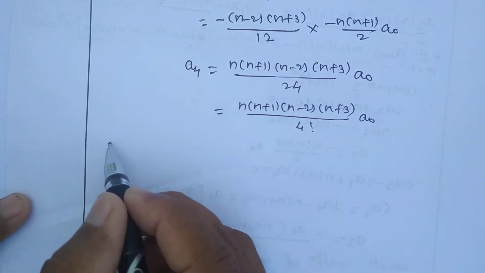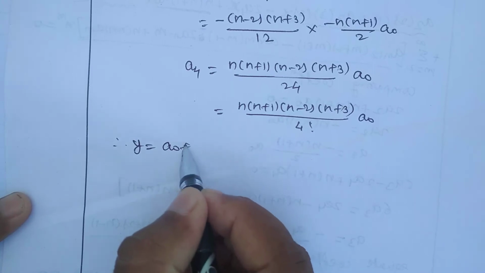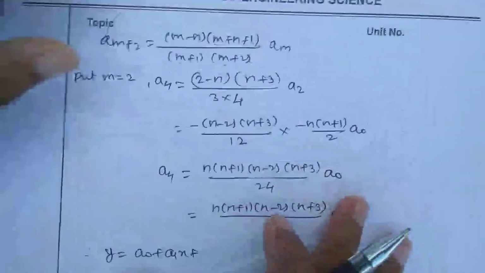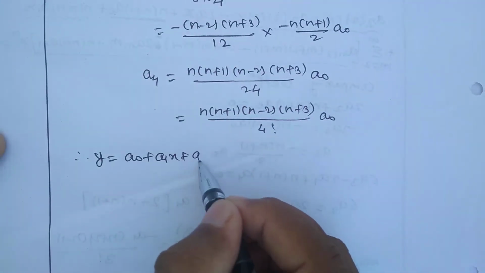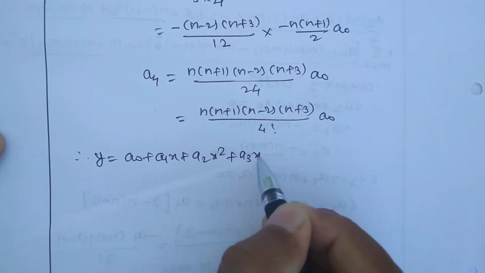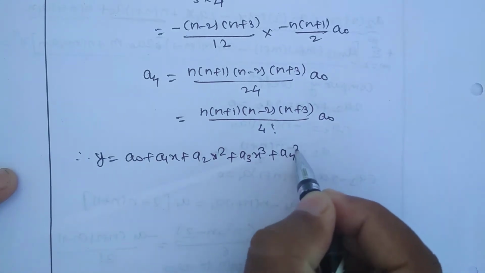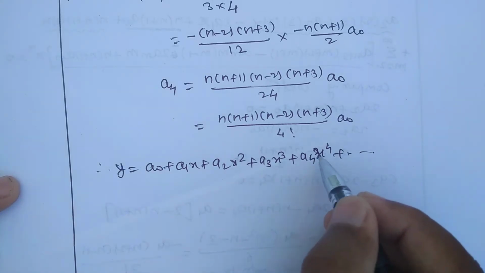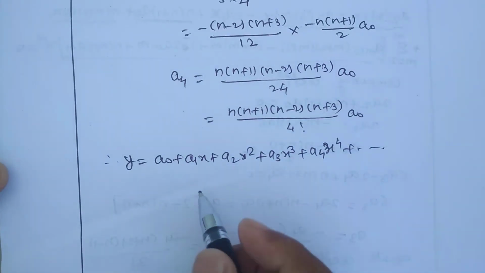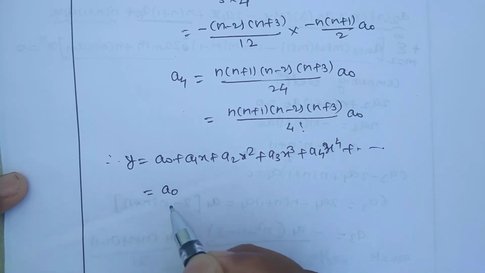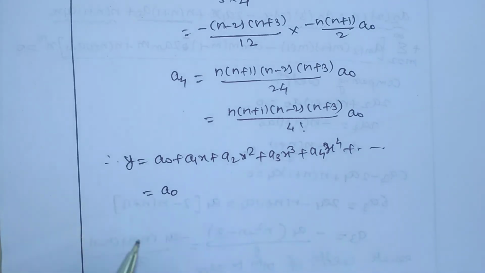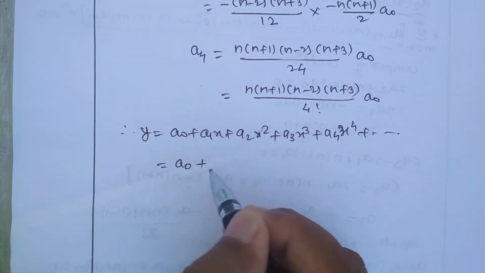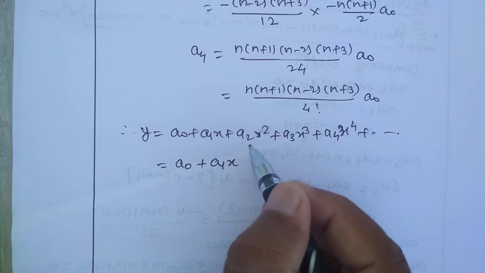Now our solution is, therefore solution is y is equals to a0 plus a1x plus a2x square plus a3 x cube plus a4 x raised to 4 plus dot dot dot. Since you calculate the coefficient up to a4, that's why I expand the series up to a4. So this is equals to a0 as it is, then a1 is also as it is, a1x.